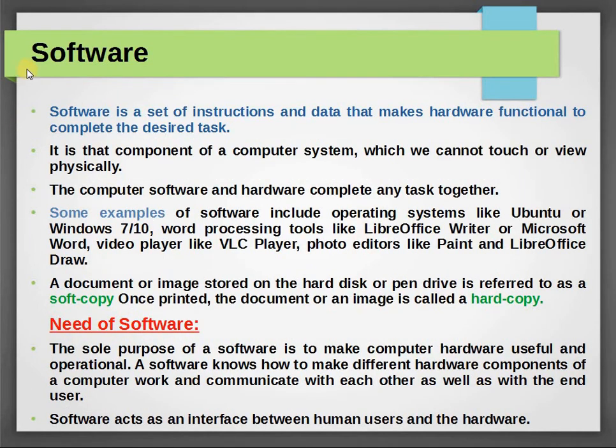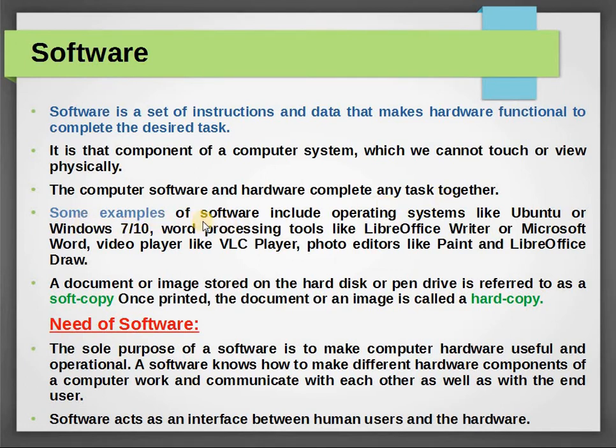The next topic we will study is software. So first we will understand what software is. Software is a set of instructions and data that makes hardware functional to complete the desired task. It is that component of a computer system which cannot be touched or viewed physically. The computer software and hardware complete any task together.